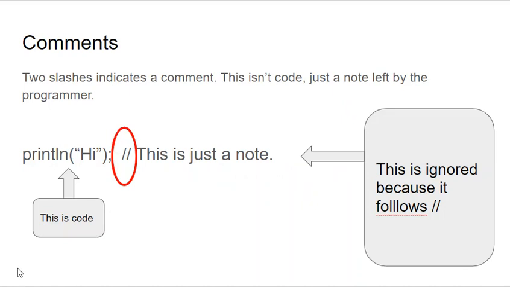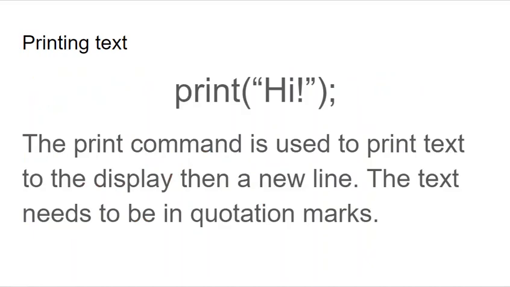So let's take a look at this example here. Print line hi, semicolon, slash slash. This is just a note, right? So what this is doing is it's printing out the word hi, and then the semicolon ends the statement, and then we hit the double slash, and that says, oh wait, hang on, there's a note at the end of this statement that's just there so the programmer remembers what this code was doing, right? So the double slash indicates the end of the code and the start of just a note that you put in there so you remember what that code does.